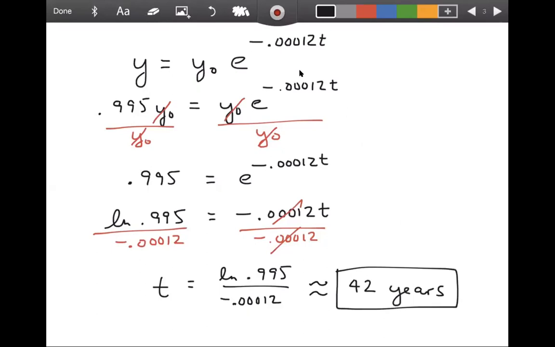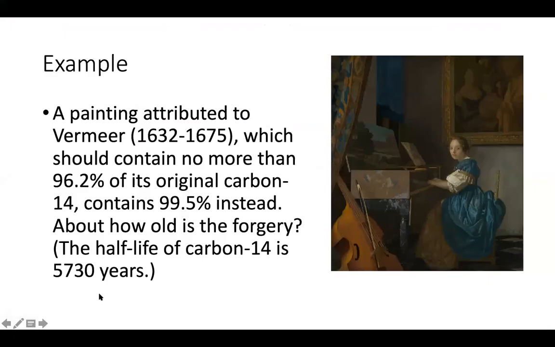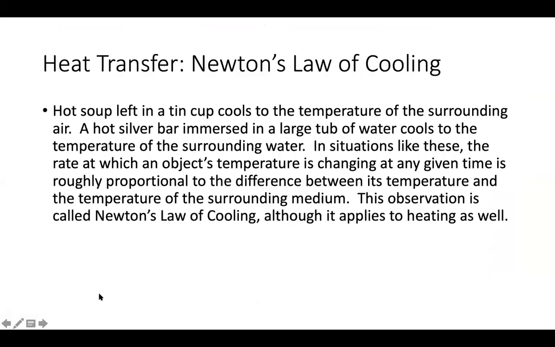All right, I got one more application to show you. And that is, whoops, Newton's law of cooling. All right, so as an example, hot soup left in a tin cup cools to the temperature of the surrounding air. A hot silver bar immersed in a large tub of water cools to the temperature of the surrounding water. In situations like these, the rate at which an object's temperature is changing at any given time is roughly proportional to the difference between its temperature and the temperature of the surrounding medium. This observation is called Newton's law of cooling, although it does apply to heating as well.